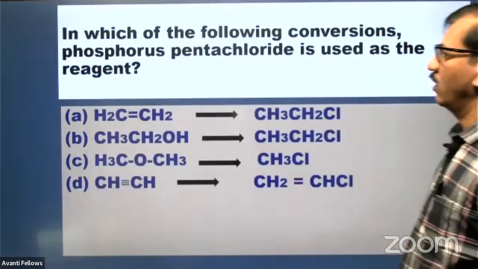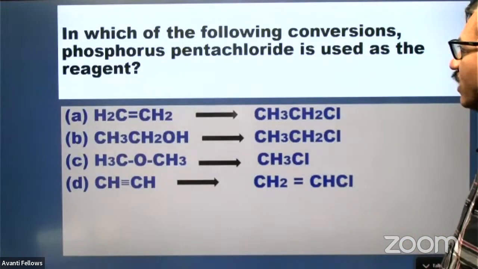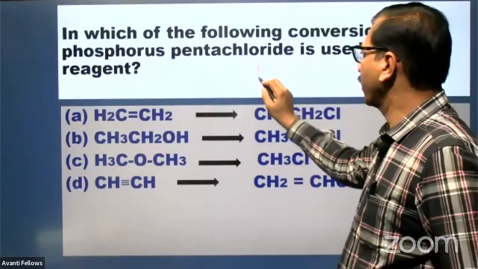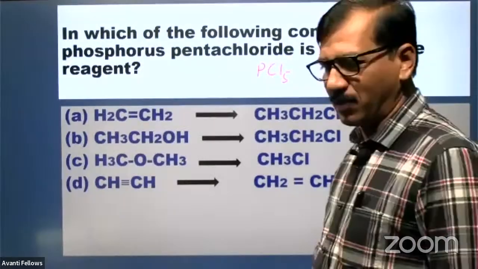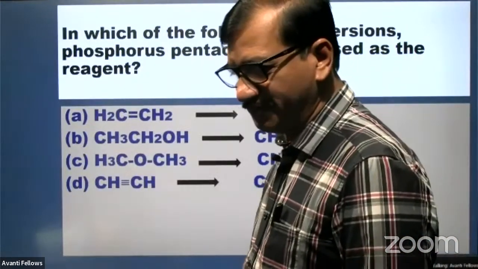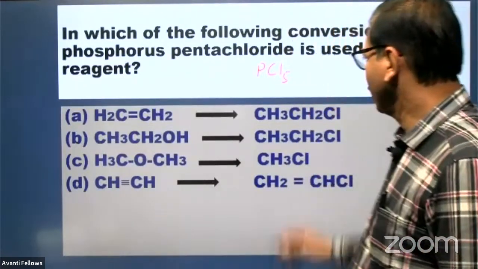Now, in which of the following conversions is phosphorus pentachloride used as a reagent? Phosphorus pentachloride, PCl5. Option B, sir. Is it JNV Dharwad? JNV Chikmagalur, JNV Dharwad also. Good, you are responding well. Other schools also may join. Make some noise.